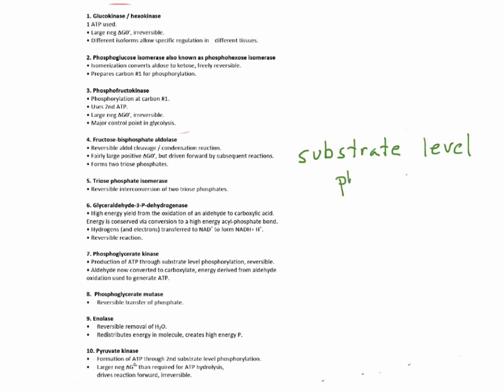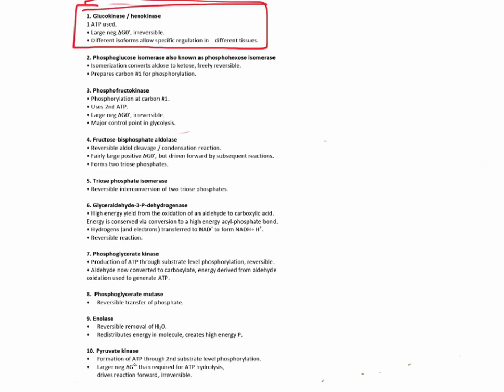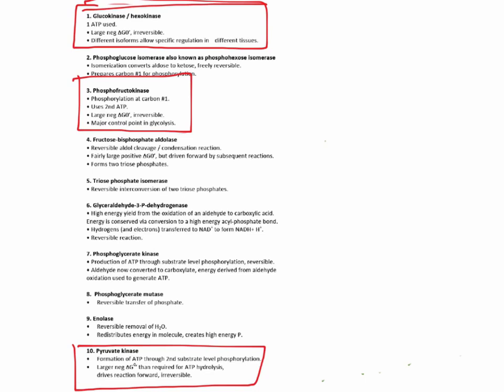Substrate-level phosphorylation means that we're producing ATP by directly coupling the conversion of ADP to ATP through another reaction. And later we'll look at another way to make ATP, and that's called oxidative phosphorylation. Now, it's also important to note the irreversible steps in glycolysis. There are 3 irreversible steps. The first, step 1, glucokinase/hexokinase, step 3, phosphofructokinase, and step 10, pyruvate kinase.